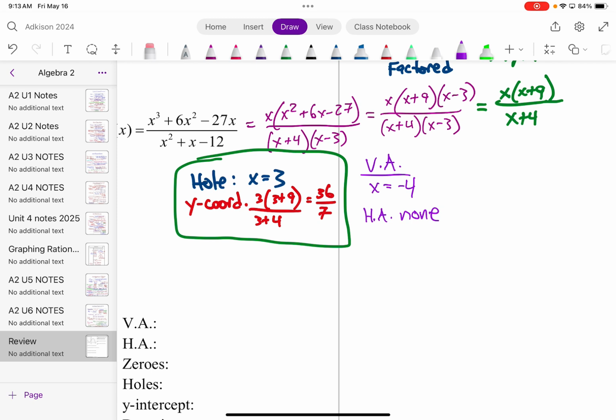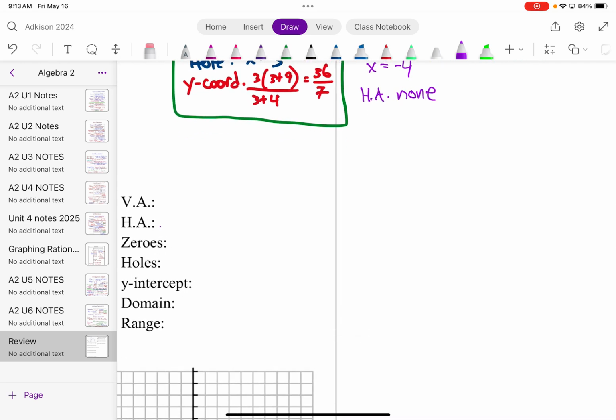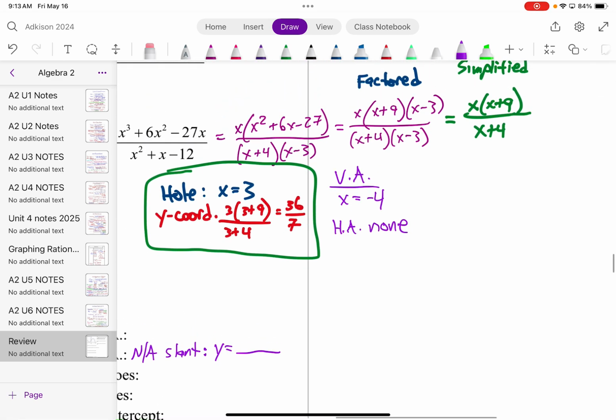So right there on the board, where it says HA, would you put y equals, or would you say that? You would say slant equals something. Something like that. And it's x plus 5. We need to do this.